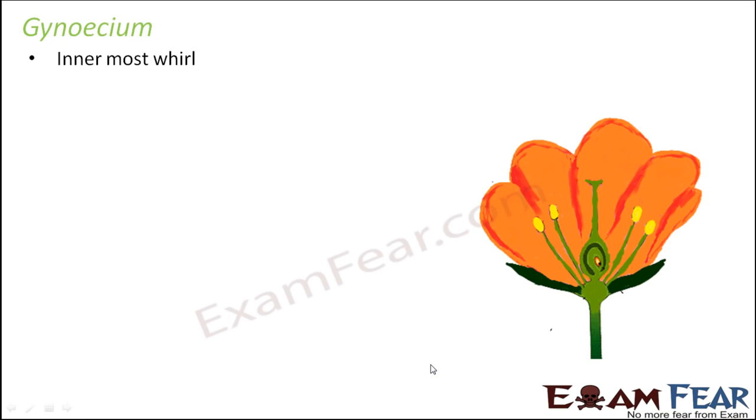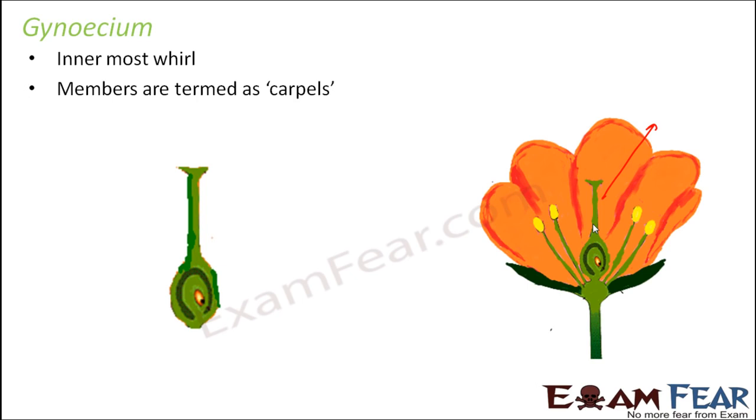And finally the fourth whorl, that is gynoecium, which is the innermost whorl, and it represents the female reproductive organ, and the members are called carpel. So this is the gynoecium, the central one. It contains the carpel and it is the female reproductive organ. So this is how it looks. Again we will study the structure of this carpel also. It is the female reproductive organ.